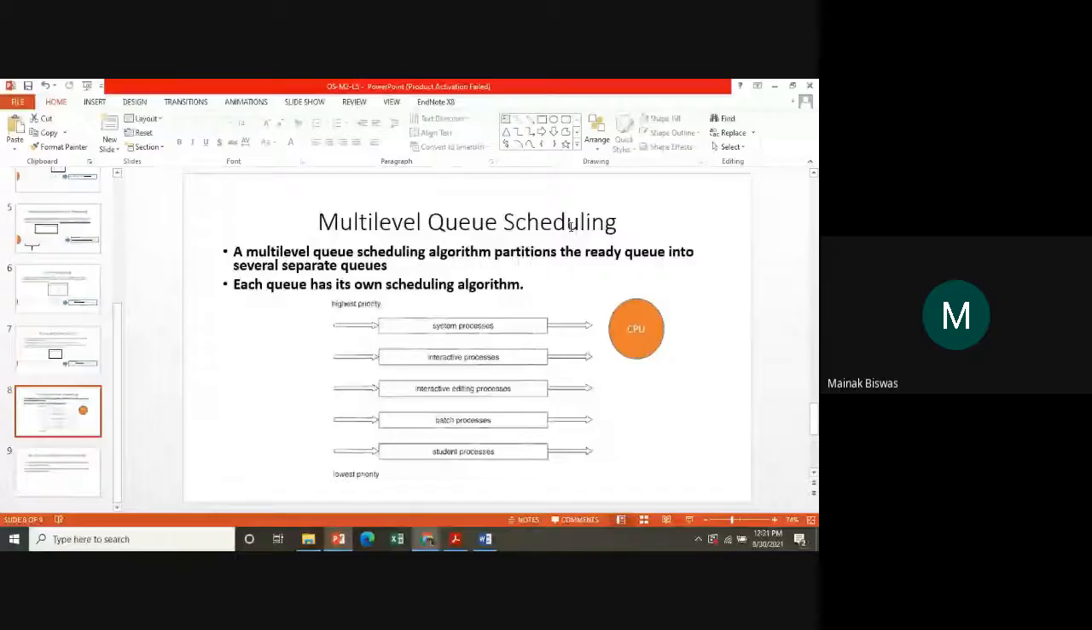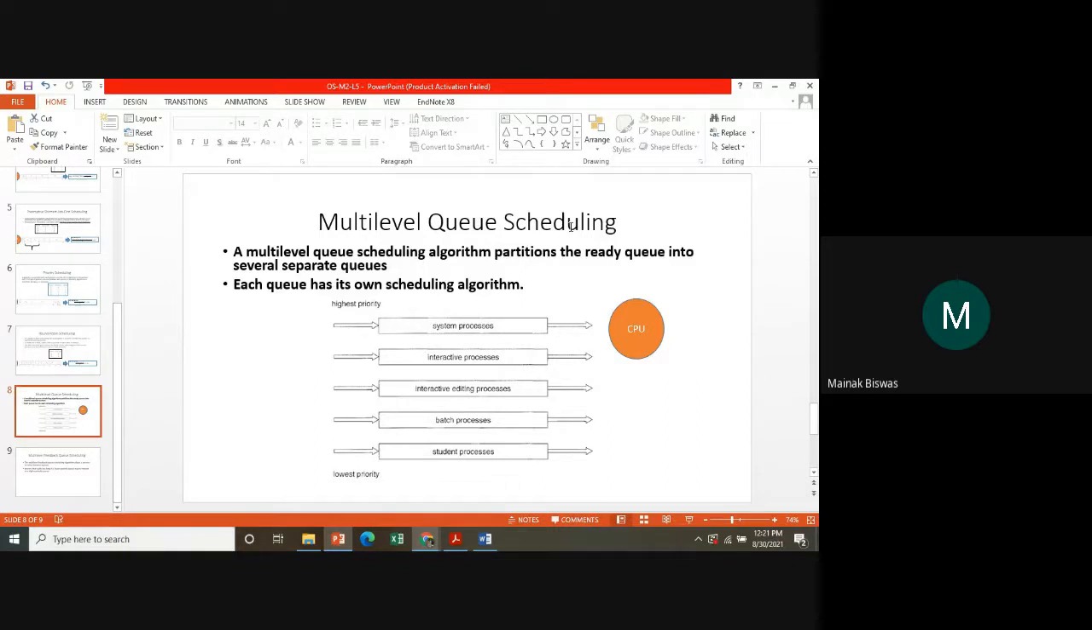Likewise, system processes have more priority over interactive processes. Interactive processes have more priority than interactive editing processes. Interactive editing processes have more priority over batch processes. And finally, batch processes have more priority over student processes. All other processes have more priority over the user level processes. So what happens in this case is that the ready queue is divided into multiple queues. Let us say there are 5 queues.